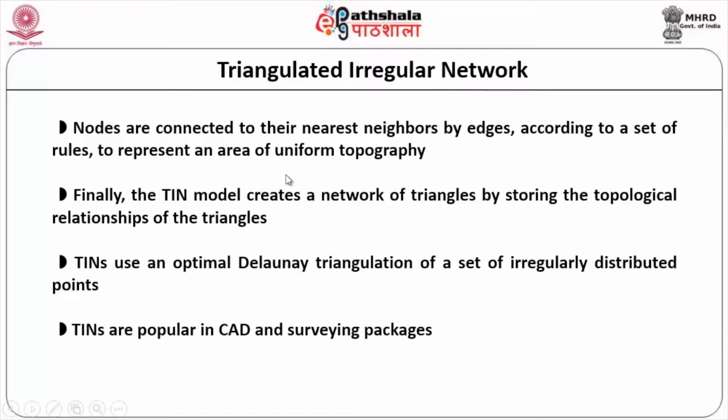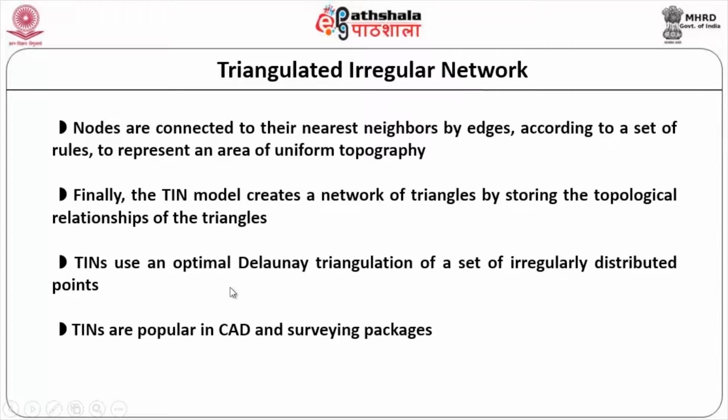How do you develop that? Nodes are connected to their nearest neighbors in the form of edges. Of course, it follows a set of rules, and it will also represent a uniform area or topographical detail. Automatically, at the end of the exercise you will find a network of triangles. Because you are also using vector data, you can also have the topological relationships for the triangles. As we just saw in the previous case, the left, right, connectivity, contiguity, all those things can be there.